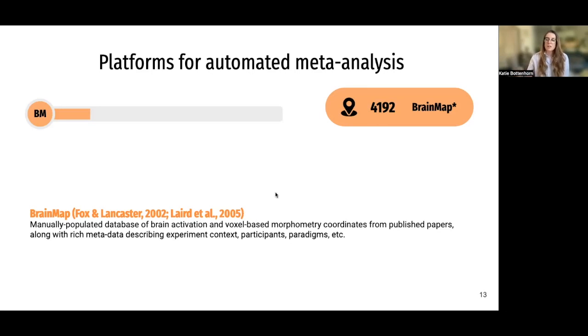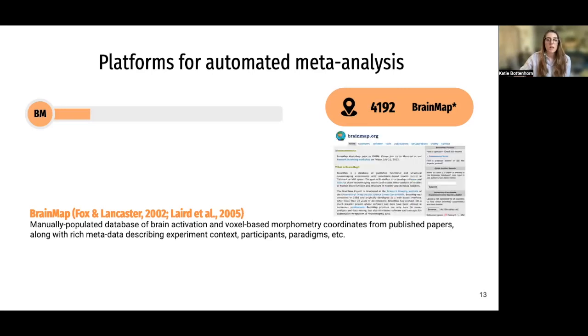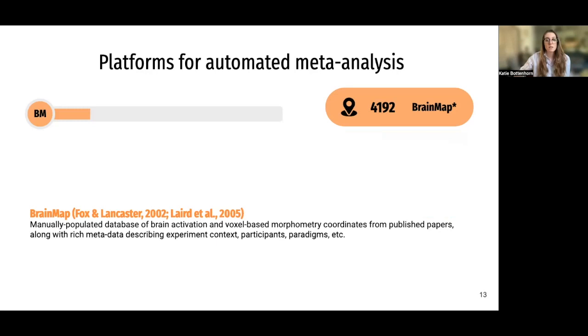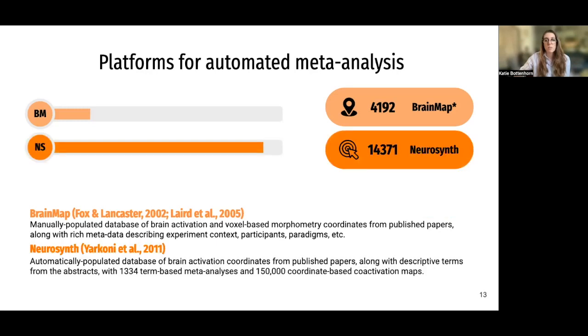And this is possible because by manually populated, what we mean is that an actual human being read each of those 4,000 papers and used their human brains to extract the relevant information regarding the study results and what the study was about. The next platform on the scene, about 10 years later, was NeuroSynth. NeuroSynth, on the other hand, is an automatically populated database of brain activation coordinates from published papers.